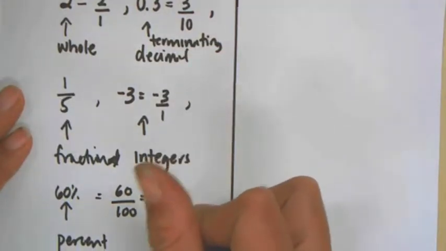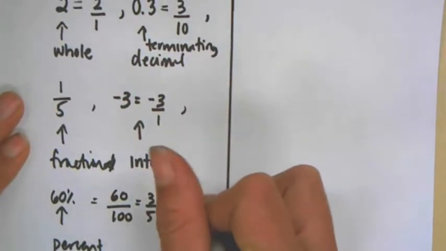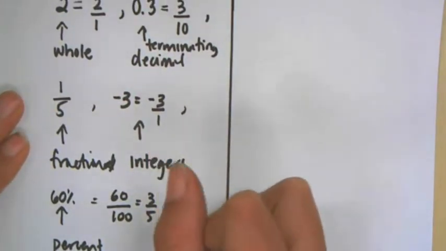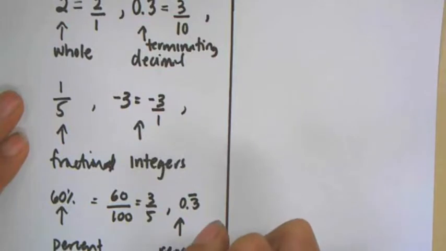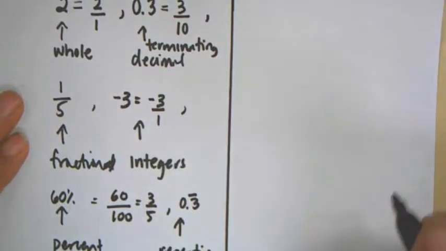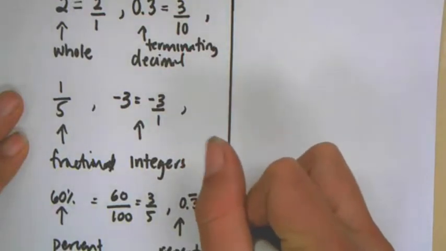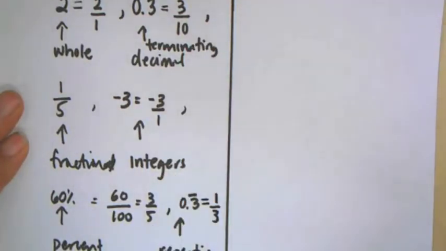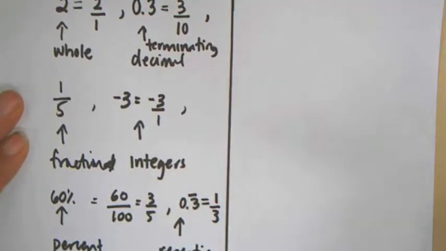What about repeating decimals? So if you had something like 0.3 repeating, so a repeating decimal. We talked about how to convert those this past week, 1/3. So 1 divided by 3 will give you 0.33 repeating. So all of these are rational numbers.